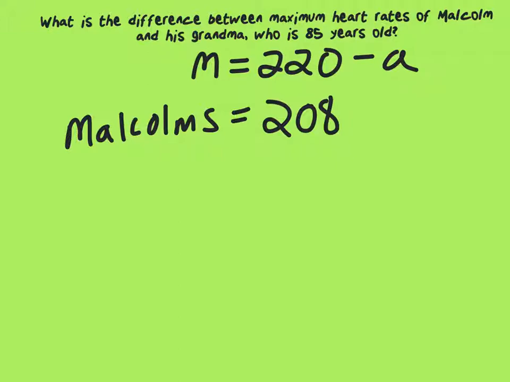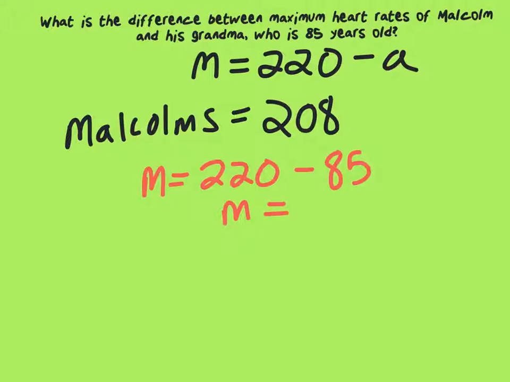To find grandma's maximum heart rate, you use the same formula. M is going to be equal to 220, but instead of A, you're going to substitute grandma's age, because A stands for the age of a person. And grandma was 85 years old. And so grandma's maximum heart rate was 220 minus 85, or 135.